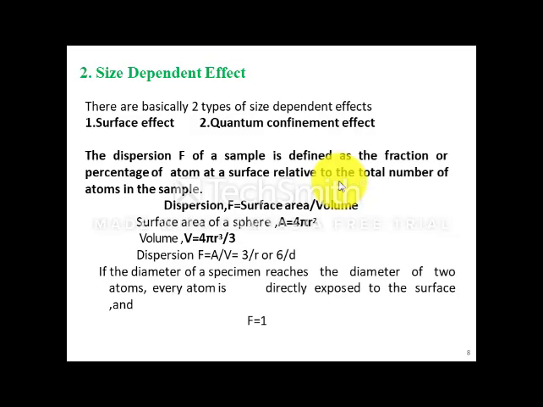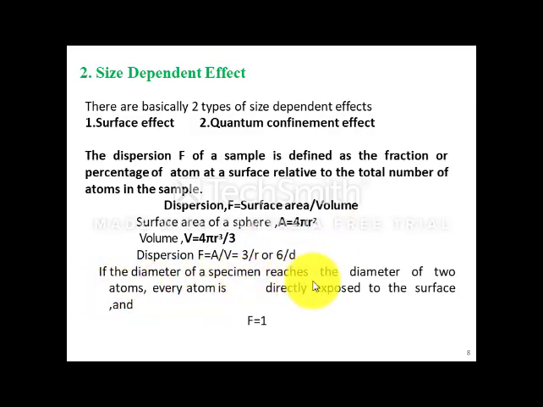Dispersion is A over V. In other words, if we take A and divide by V, then we get 3 over R. If we combine these two equations, then F becomes A over V, 3 over R, or 6 over D. R is the radius and D is the diameter.